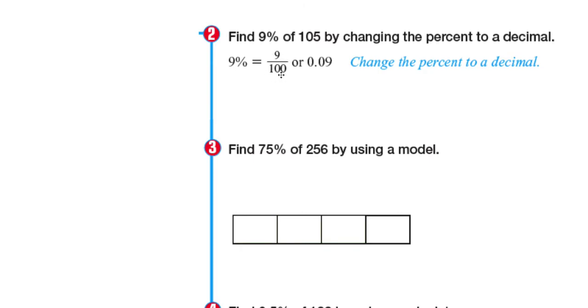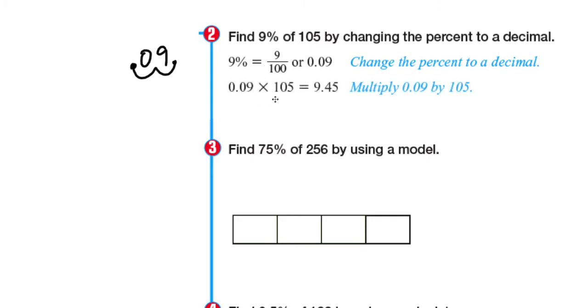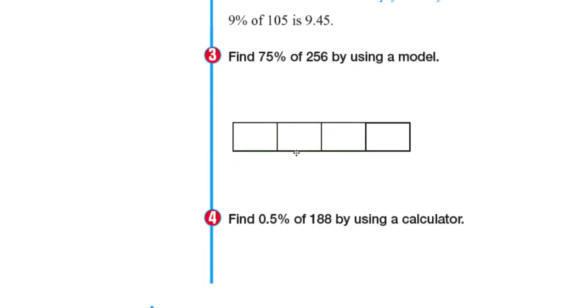Again, when you're dividing by 100, you're simply moving the decimal place 2 spaces to the left. So again, we have 9, and we want to convert this into a decimal, like what I told you in the last lesson. The decimal of any whole number will be at the end, so we simply move it 2 spaces, 1, 2, the new decimal point is there, and that's the reason why you have 0.09. And then we multiply 0.09 by 105, which will give you 9.45. So 9% of 105 is 9.45.